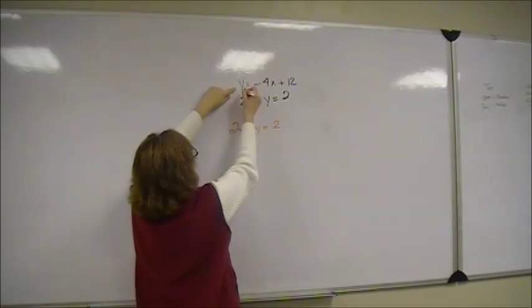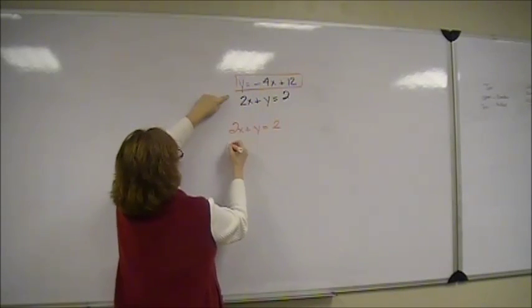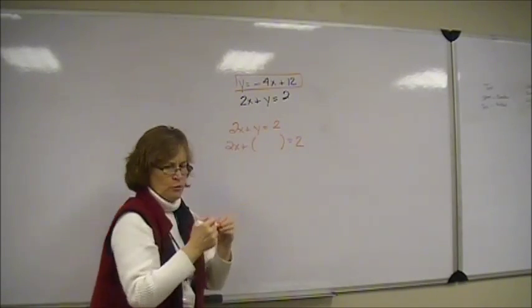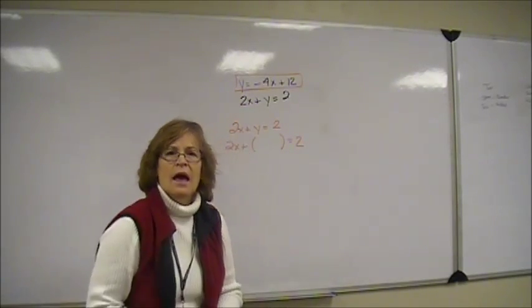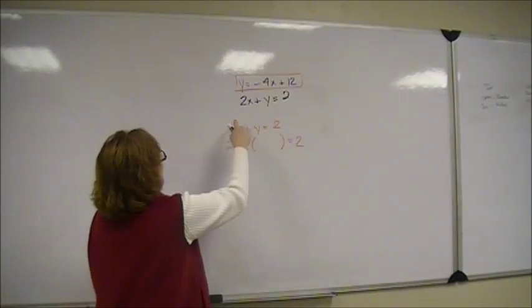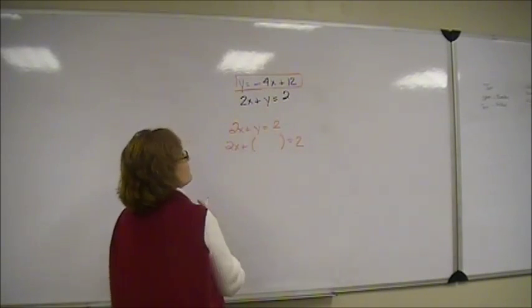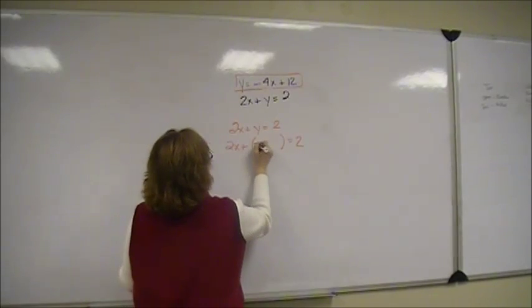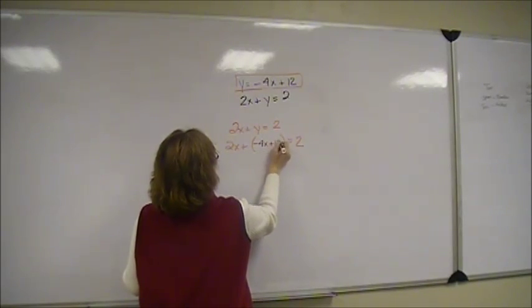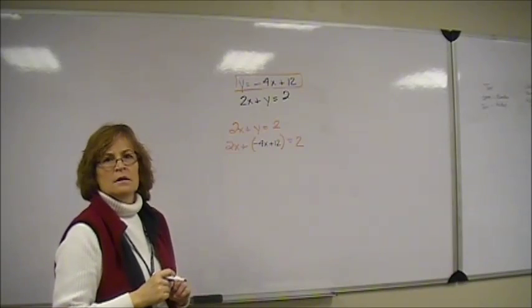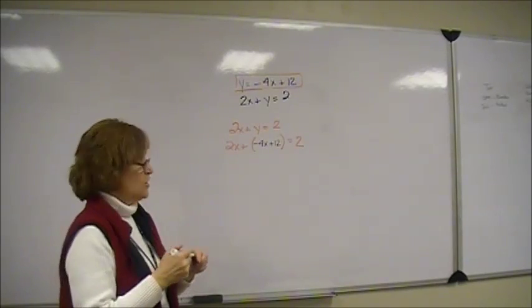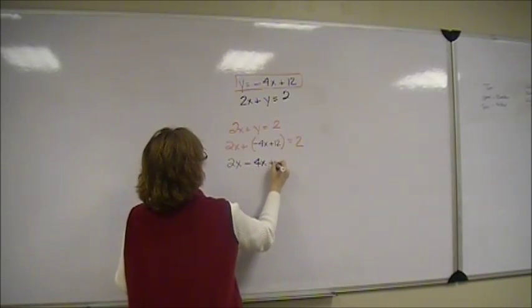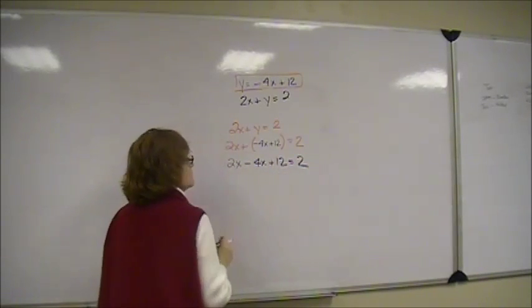And since I have y is equal to, that means I'm going to take out y. I'm going to replace it with my parentheses. And what is y equal to? Y is equal to negative 4x plus 12. I'm going to solve this equation, and that gives me 2x minus (-4x + 12) is equal to 2.